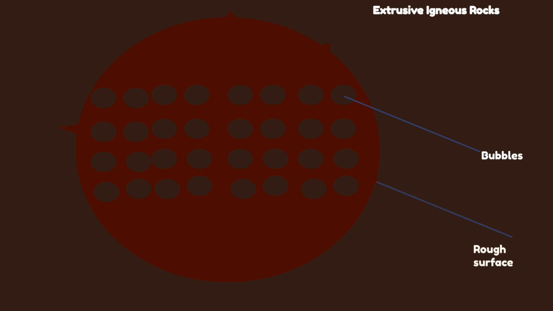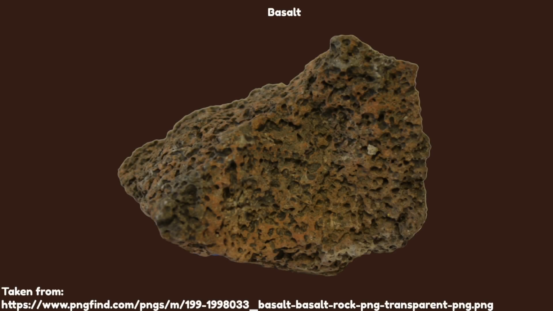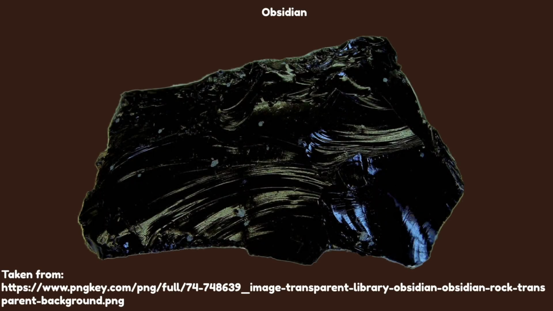Igneous rocks have bubbles formed during their cooling process from leftover wisps of gases trapped within the rocks. Extrusive igneous rocks have rough surfaces and have crystals. Meanwhile, intrusive igneous rocks have a smooth surface. For example, basalt is an extrusive igneous rock, while obsidian is an intrusive igneous rock.